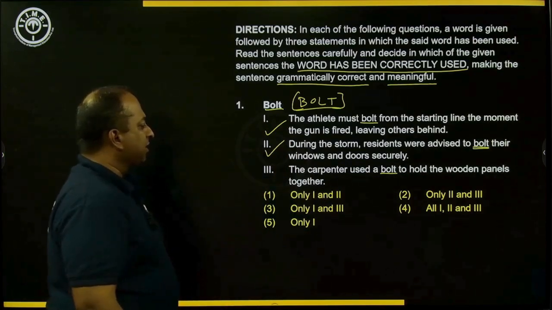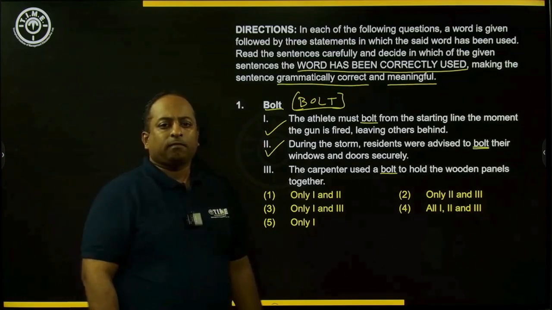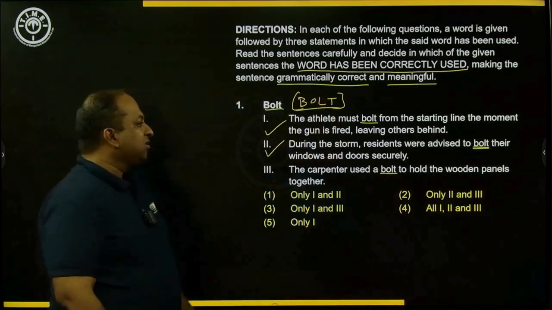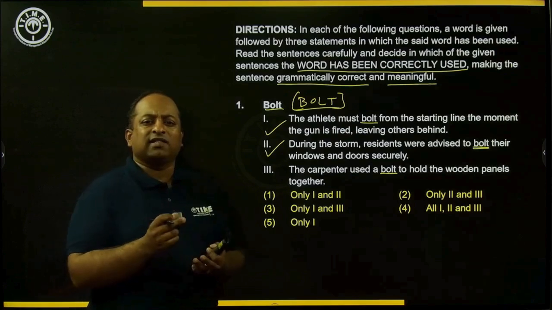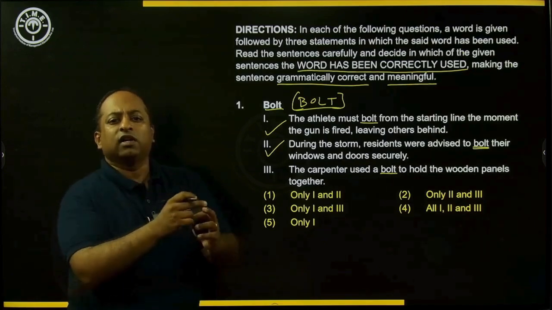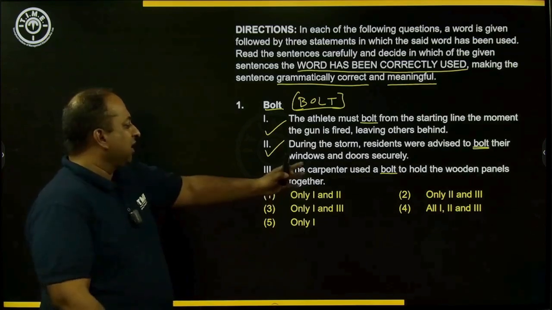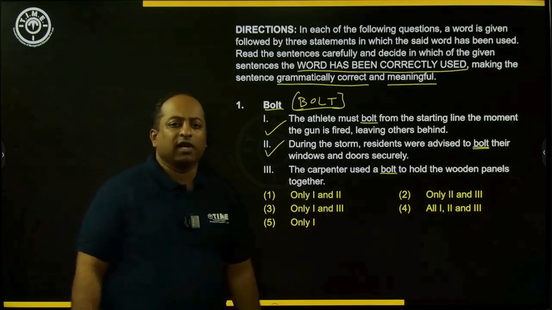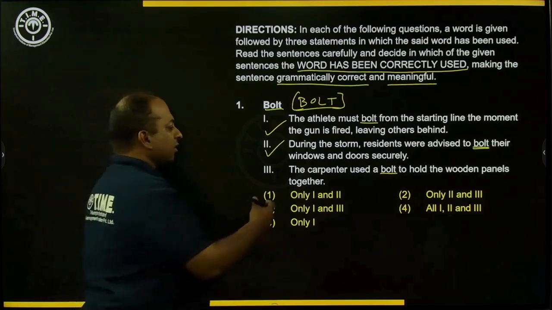Let's look at the third statement. The carpenter used a bolt to hold the wooden panels together. So here the bolt is being used as a noun. The noun form of bolt is a metal fastener. If you recall, we have something called nuts and bolts, right? You have a bolt onto which we screw the nut. We use nut and bolt together, like screws and bolts. So here, the carpenter used a bolt to hold the wooden panels together. The bolt here is something which is holding 2 things together, like a metal fastener.